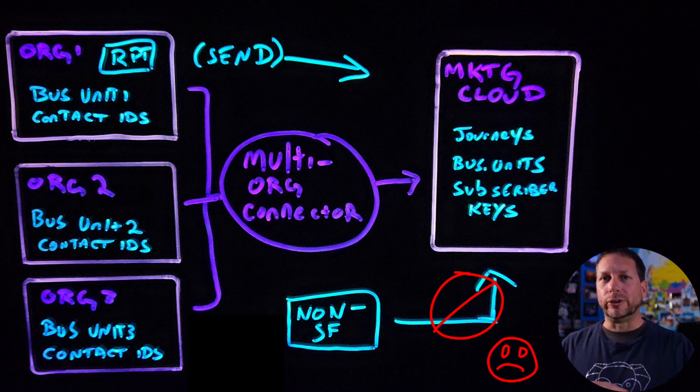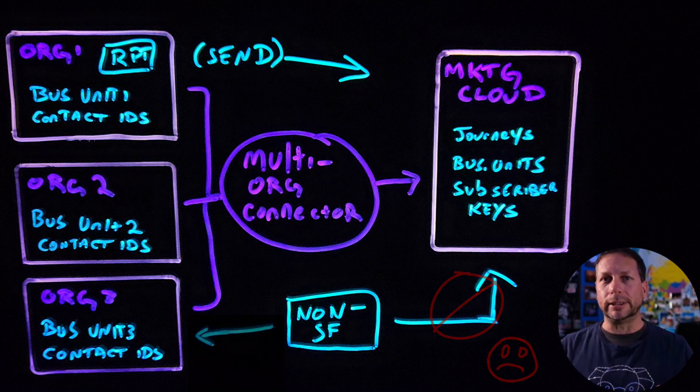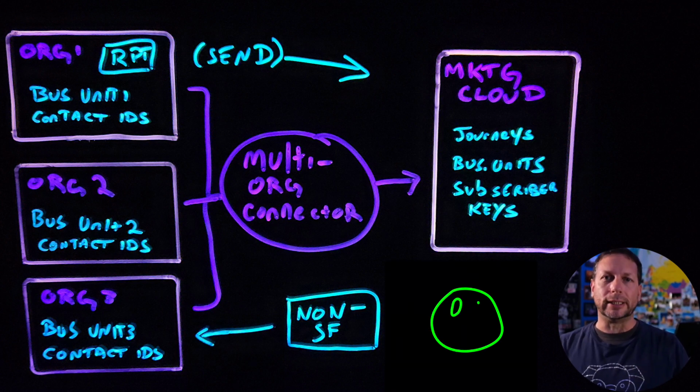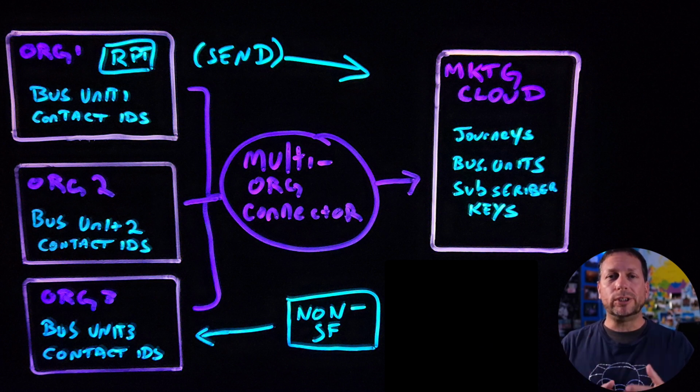So you should not be connecting any other systems directly to Marketing Cloud if you're using the MultiOrg connector. If you need to load data in from another system, you need to connect that system to Salesforce, load the contacts into Salesforce, and then let Salesforce load them into Marketing Cloud through the connector. And the last thing to consider is that once you turn on the MultiOrg connector, you can't turn it back off.